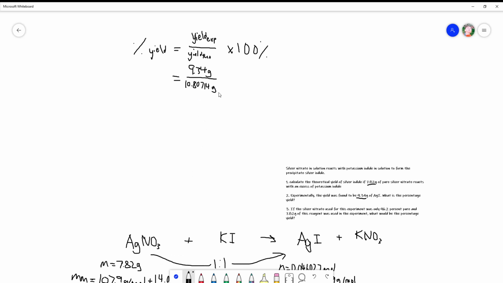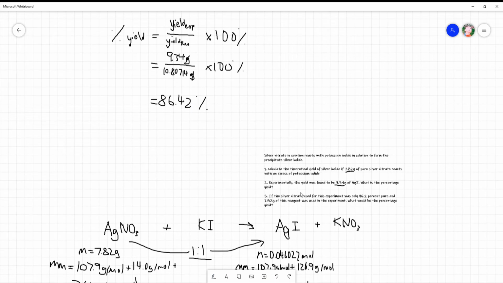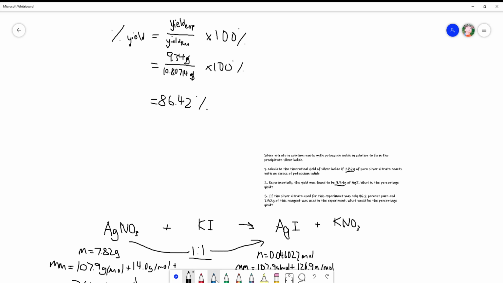10.80714 grams. The grams cancel each other out. Don't forget to multiply by 100%. And then you get roughly 86.42%. So the percentage yield is 86.42%.